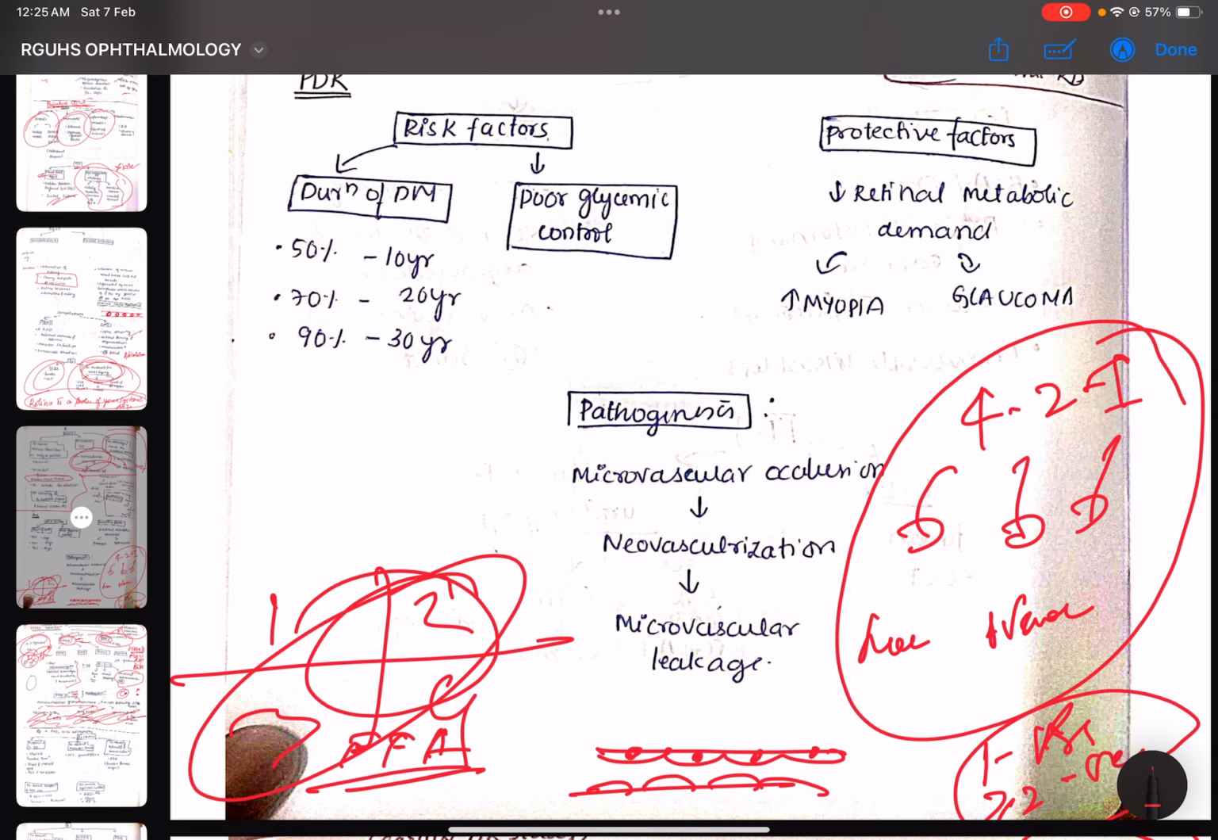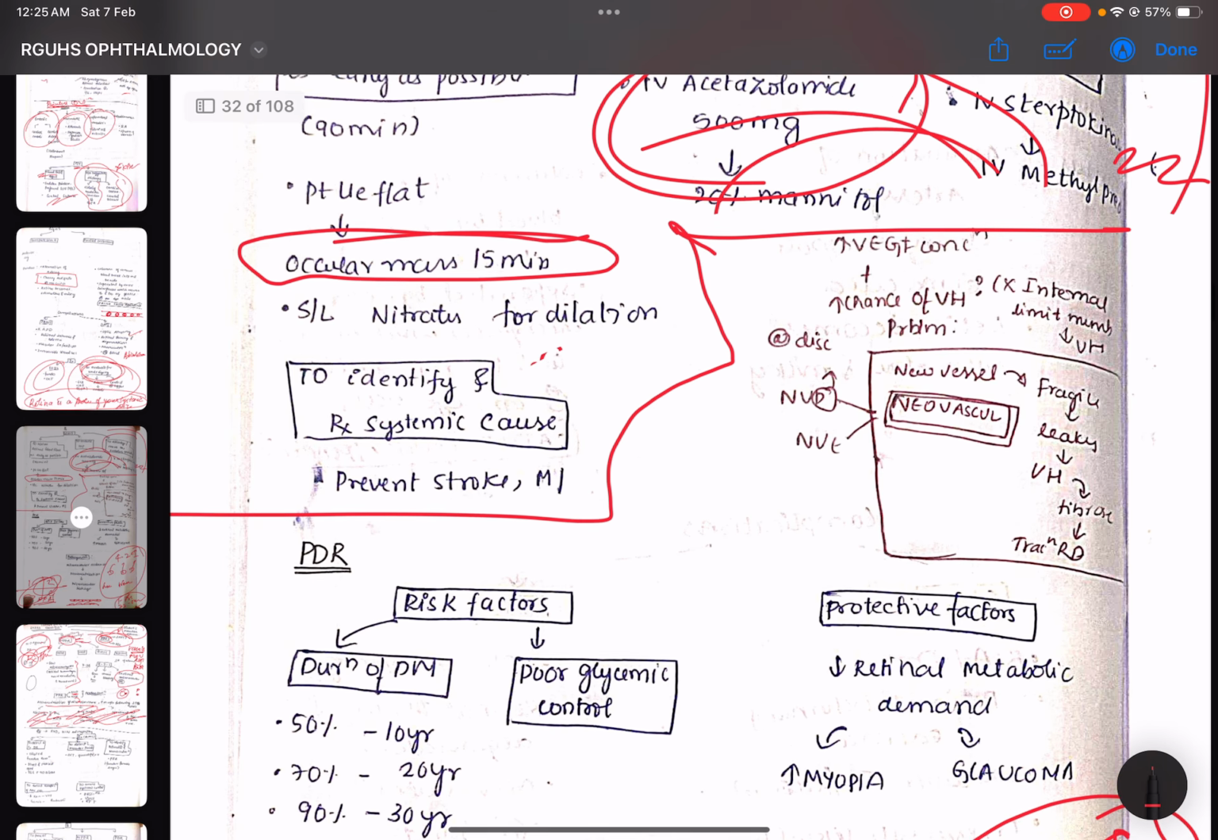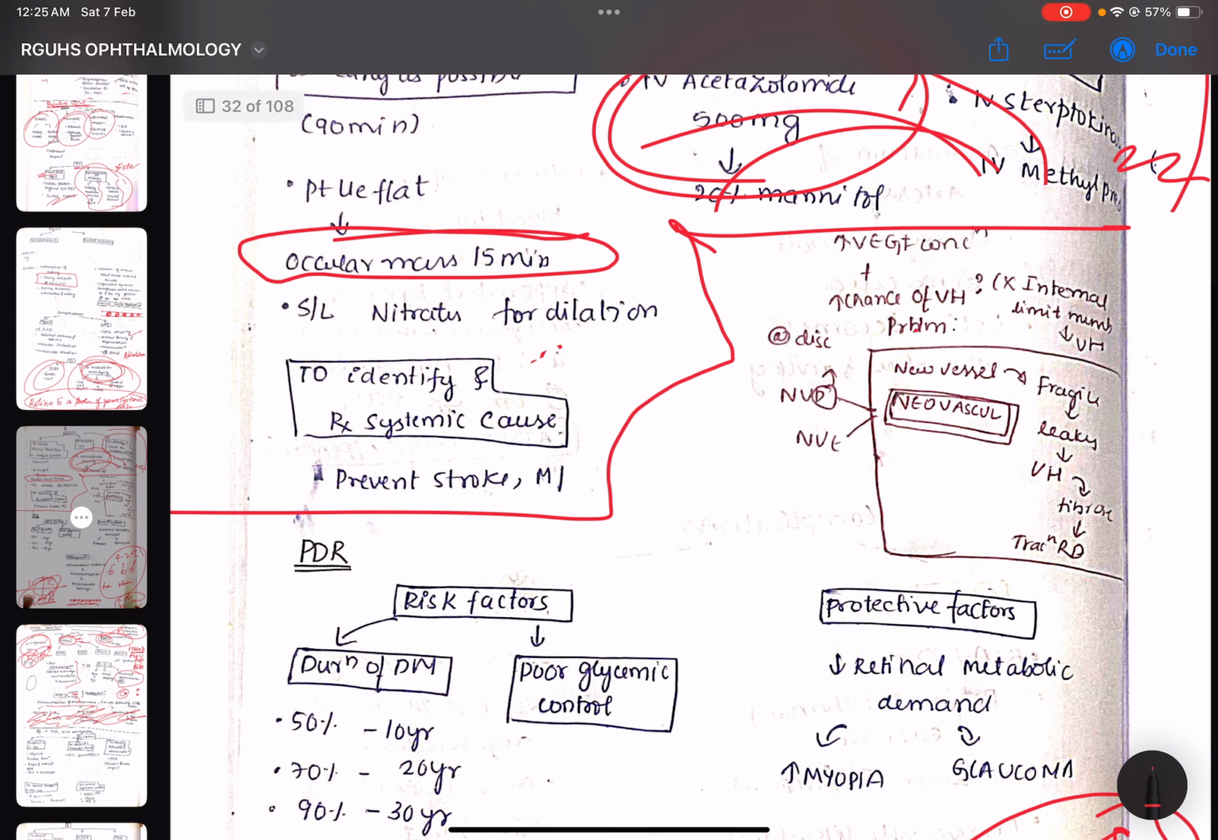First capillary damage, then it will affect all those things. Then see here, I have given: again, new vessels are, by pathology, fragile and leaky. That will cause microaneurysms and hemorrhage. If this is not controlled, then obviously it will cause vitreous hemorrhage. If that causes fibrosis, then what happens? It pulls the retina back. That will cause tractional retinal detachment.